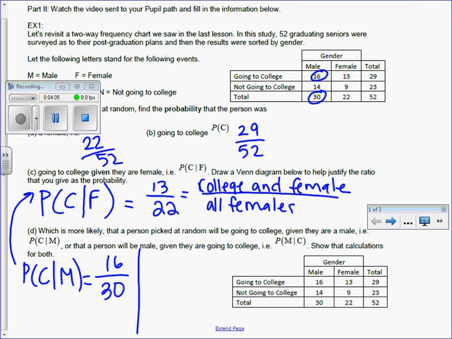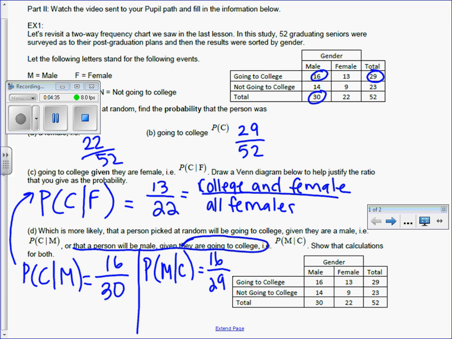Okay, let's compare it to the other one. The probability that they're a male given that they're going to college. So now the top, again, would just be the intersection of where all males are going to college, so that's 16. But now the bottom is going to be different, because the given says a person will be a male given that they are going to college. So the given is that they're going to college, so that is what goes on the bottom. So all the people going to college would be 29.